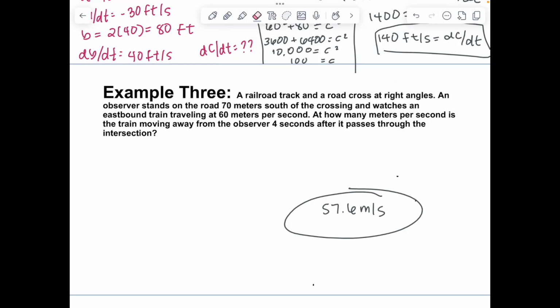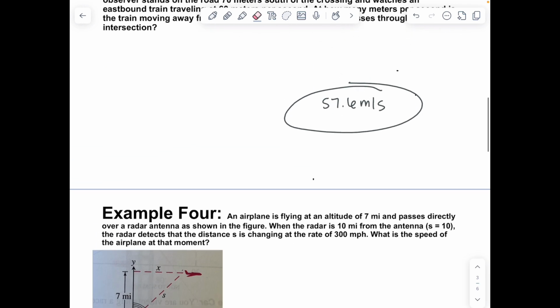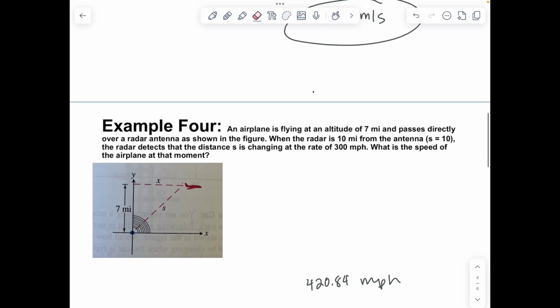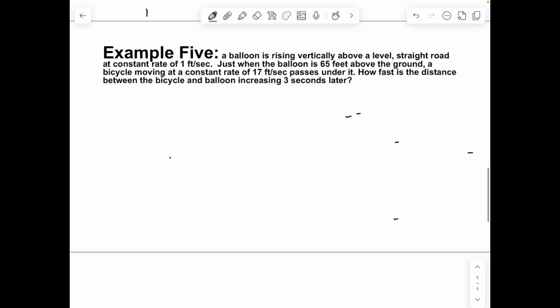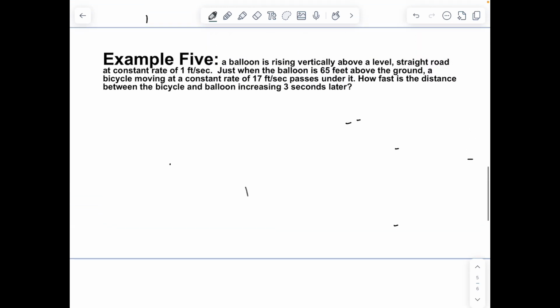Okay, I actually want you to try the next 3 problems on your own. So it's okay if you can't figure it out completely, but I'm going to give you the answers. And so I want to see a good attempt on all 3 of these next ones, because they're not really that crazy different than the ones that we just did. So example 3 is 57.6 meters per second. The next one, example 4, is 420.084 miles per hour. And then the last one is 11 feet per second. So I want to see your best attempt. Try your best. You got this.